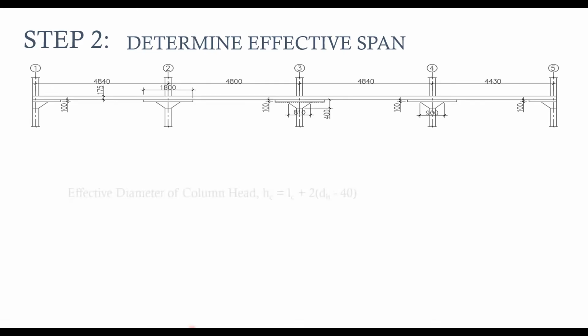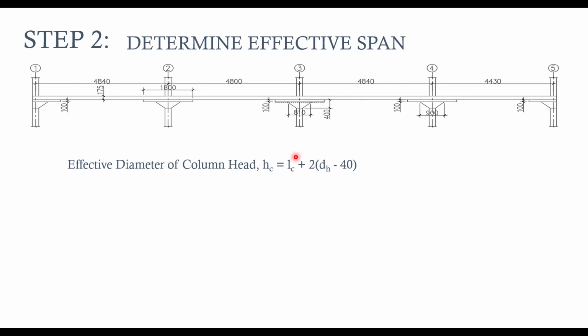The effective span can be calculated using this formula. The effective diameter of the column head, we first of all need to determine that in order to calculate the effective span, because the column head and the drop panels affect the actual span. So this is given by LC plus 2 into D minus 40. LC here is the size of the column in the direction in which we cut.